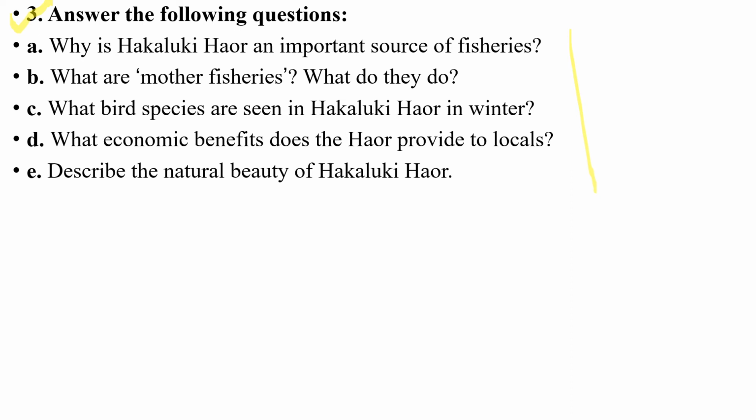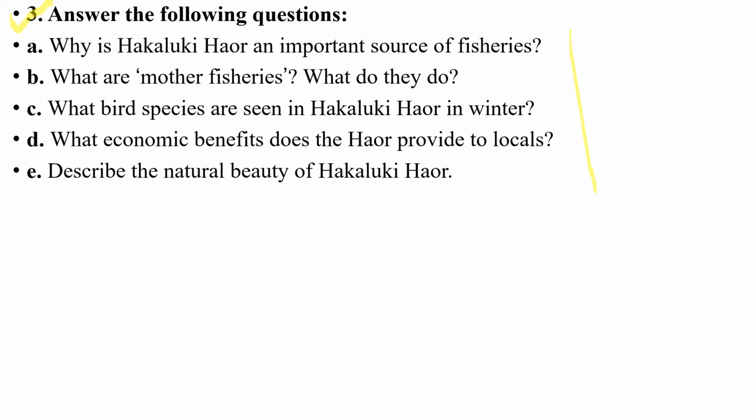You have to just read it and try to find the answer by yourself. So I am reading this question for you. Why is Hakaluki Haur an important source of fishes? So you know the answer. You will find it in the second or third paragraph of this lesson.